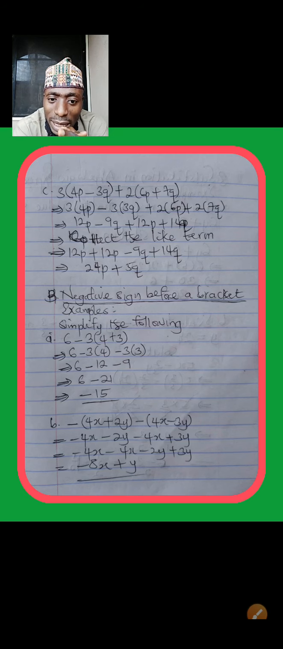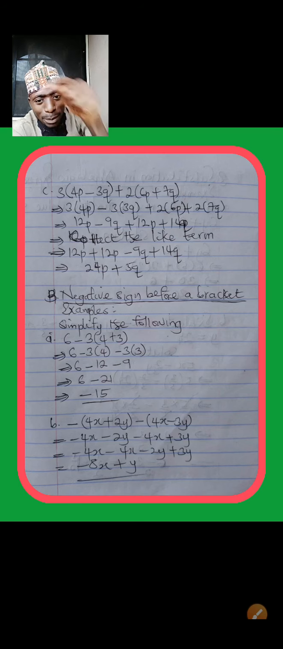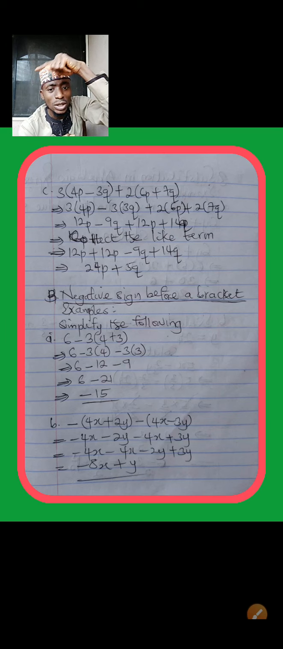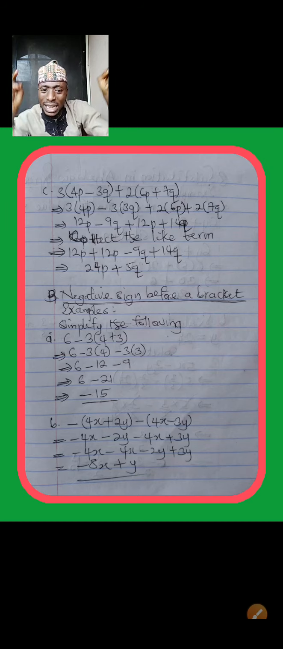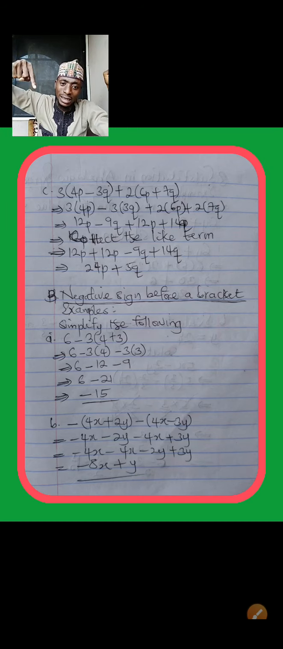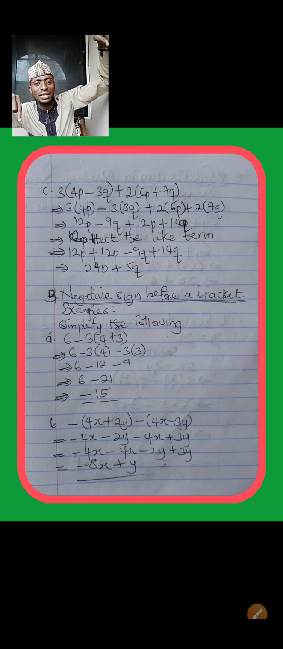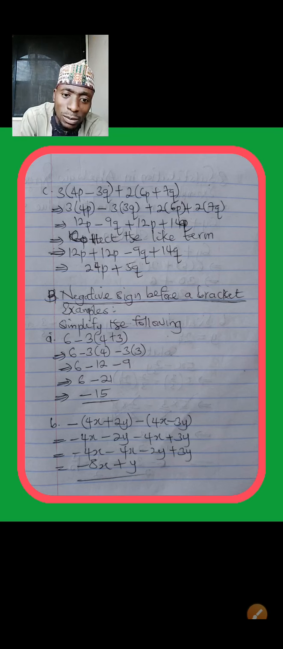Minus times plus 2y is minus 2y. You use that minus to multiply the plus inside, so it will give you minus 2y. Minus, the second side, minus times 4x, minus 4x. Minus times minus 3y. That's minus times minus, you see the minus outside and the minus inside will give you plus. That's why our place is plus 3y.